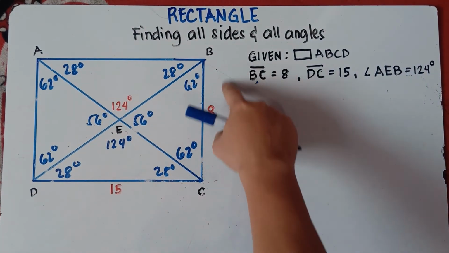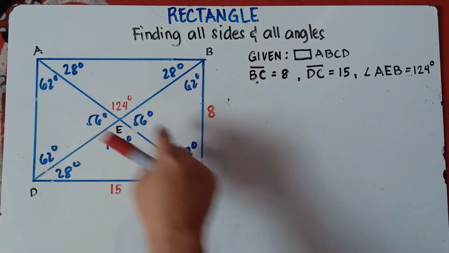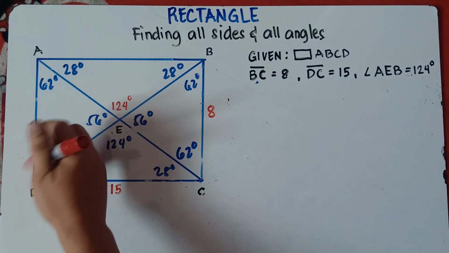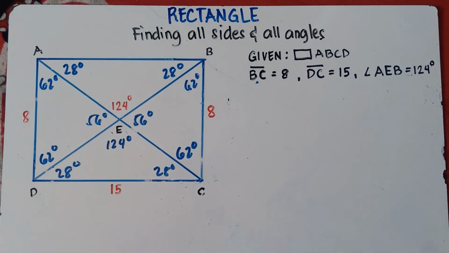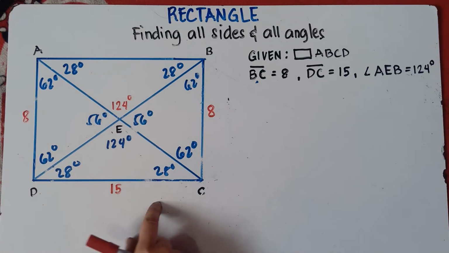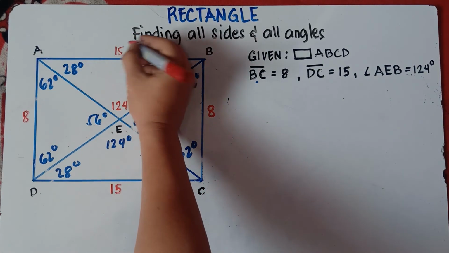So we have 8 for BC. Therefore, this AD, okay, BC is 8. Therefore, this AD is also 8. Why is that, sir? Opposite sides are congruent for the rectangle. If this is 15 for DC, therefore AB is also 15.